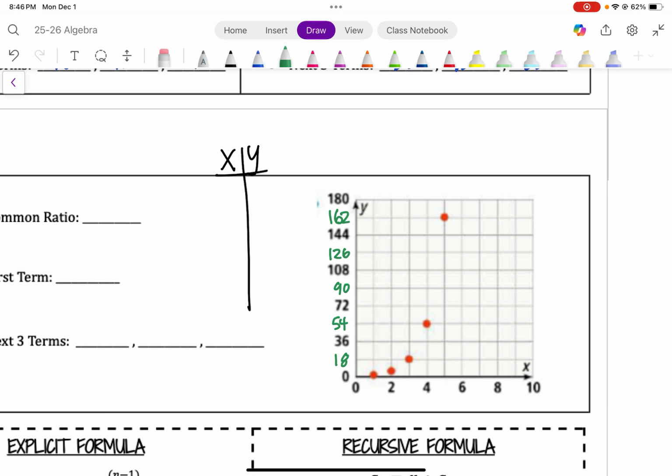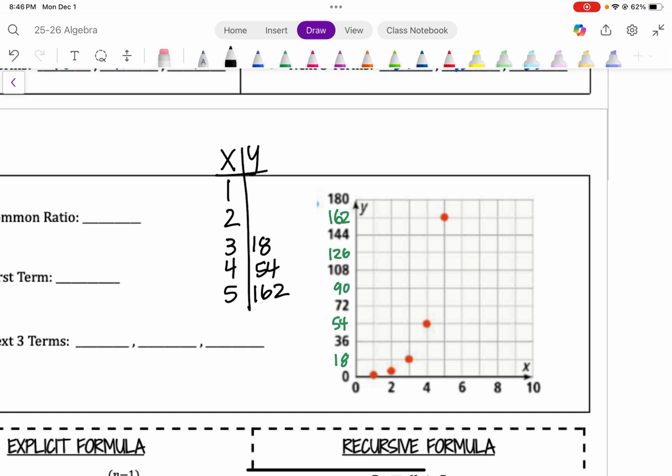So looks like I'm at 1 and 0. Maybe. Is it easy to tell that? I can't really tell that. I can tell. Let's put a spot for 1, a spot for 2. Can I tell where 3 is? It looks like 3 is exactly on 18. 4 is exactly on 54. 5 is exactly on 162.